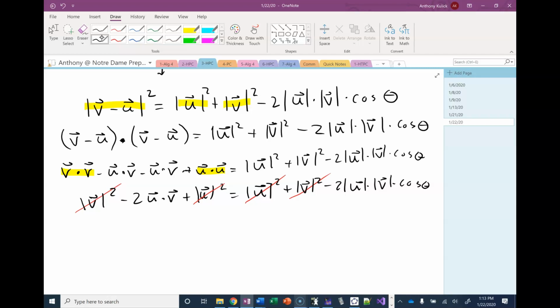It's exactly what we're doing. And then, we're almost done. We divide both sides by -2 magnitude of u times magnitude of v.